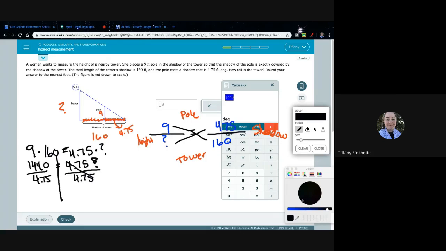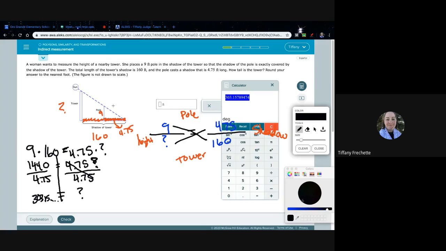4.75 divided by 4.75 cancels. Any number divided by itself cancels. And I just come back to my calculator. It's already in there, so I can just hit divide. 4.75, 5, not 2, equals, I get 303.15, and so on. So it goes dot, dot, dot, dot, dot.